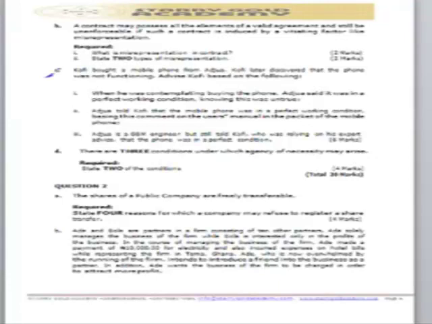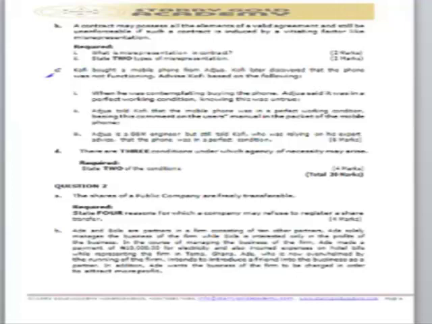It said there are three conditions under which agency of necessity may arise, and it says state two of the conditions. This one also says state. When you see anything like state, what it actually means is that you should mention. So agency of necessity, how it can arise, you just need to state it, you just mention it. So for this type of question, there is no need for you to waste time.